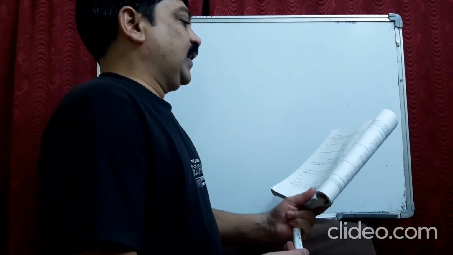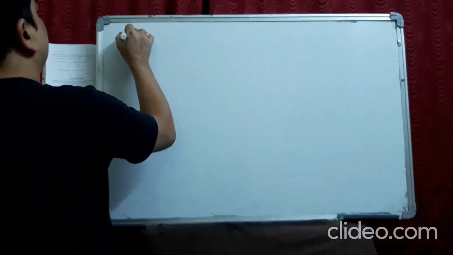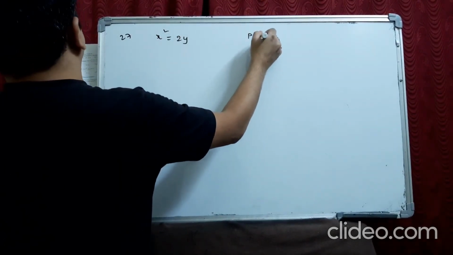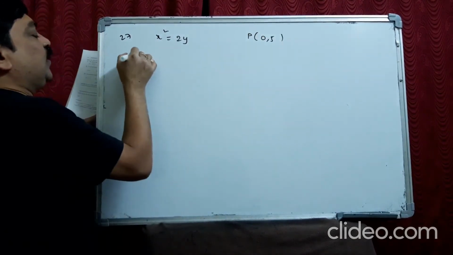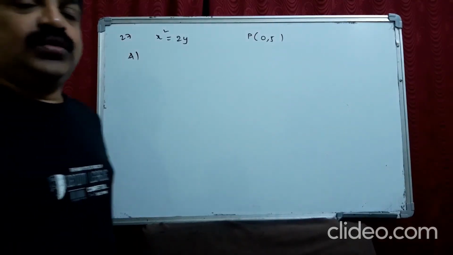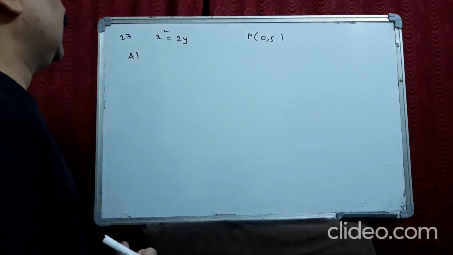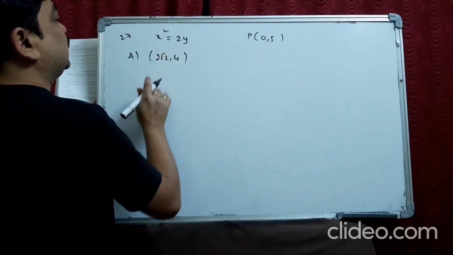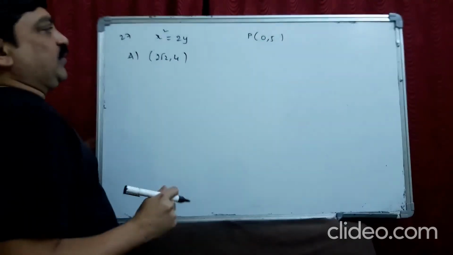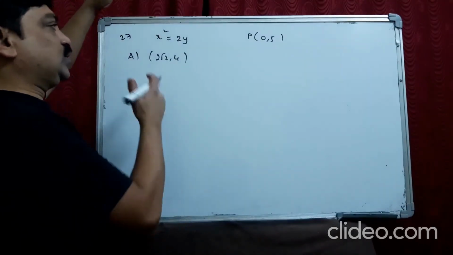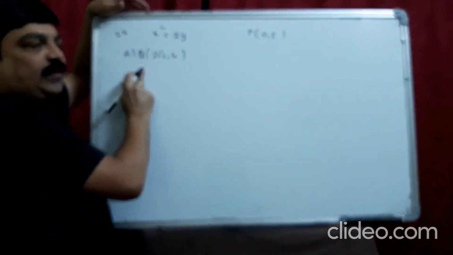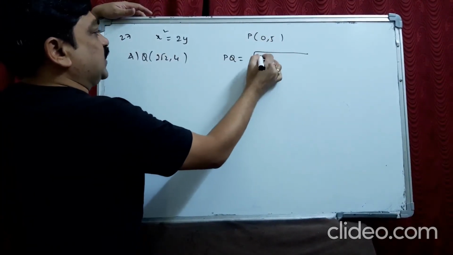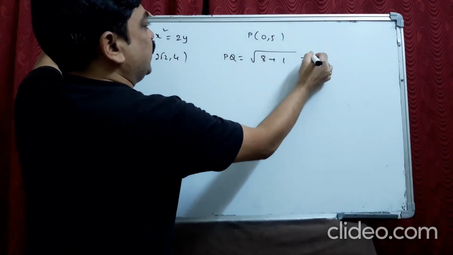Right. See the 27th problem. The point on the curve x square is equal to 2y, which is nearest to the point P given here, 0, 5. First of all, when there is an objective type question, you just need to give the answers. So we go from the options. Let us check from the points given there. 2 root 2, 4. Let us substitute this in the place of x and y. So x square becomes 8 equal to 8. So it satisfies. So this is Q we take, and find out the distance PQ. So square root of (x2 minus x1) whole square plus (y2 minus y1) whole square, it is 3.